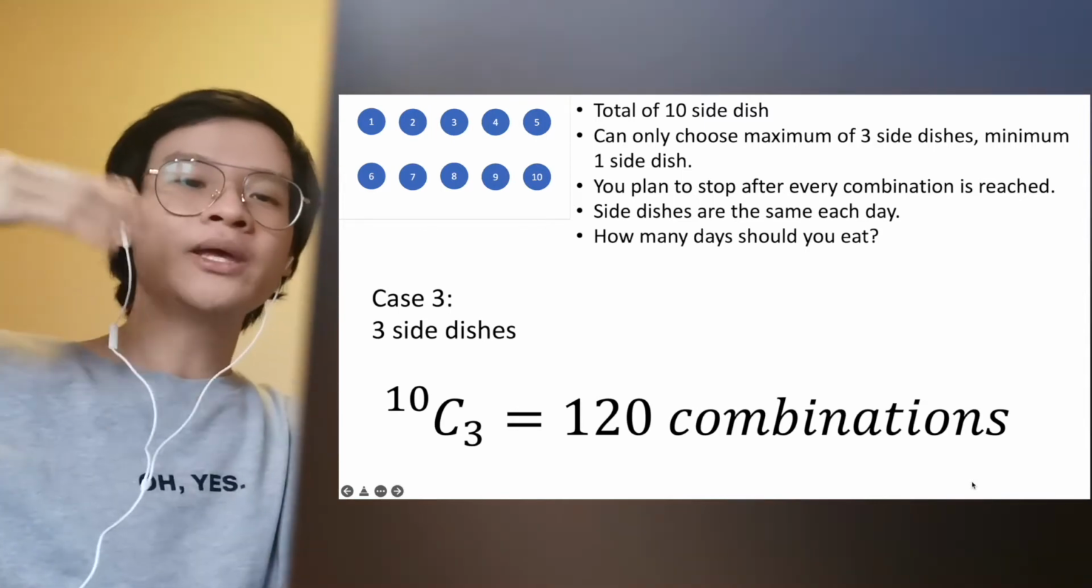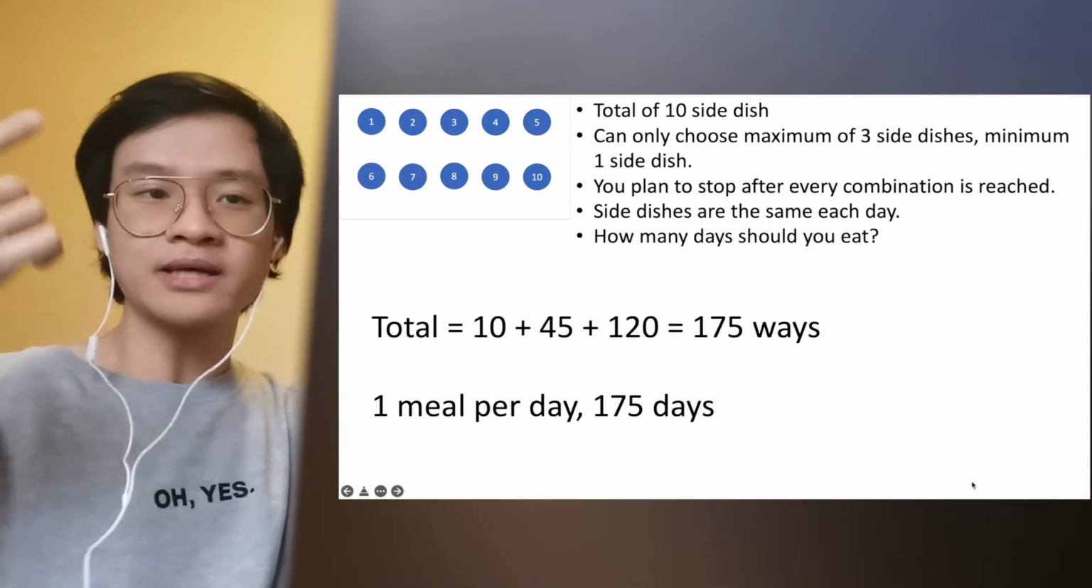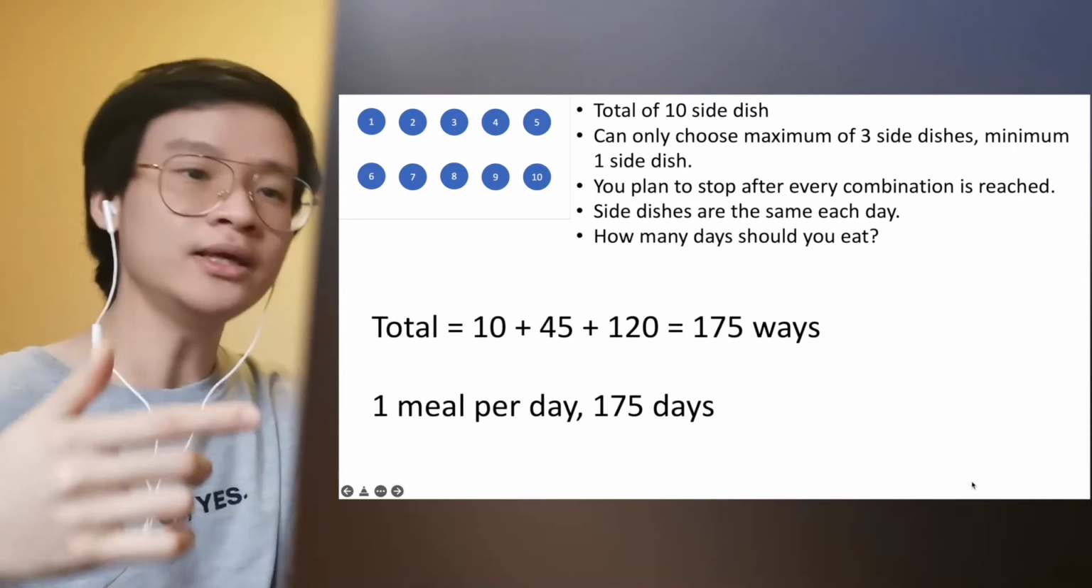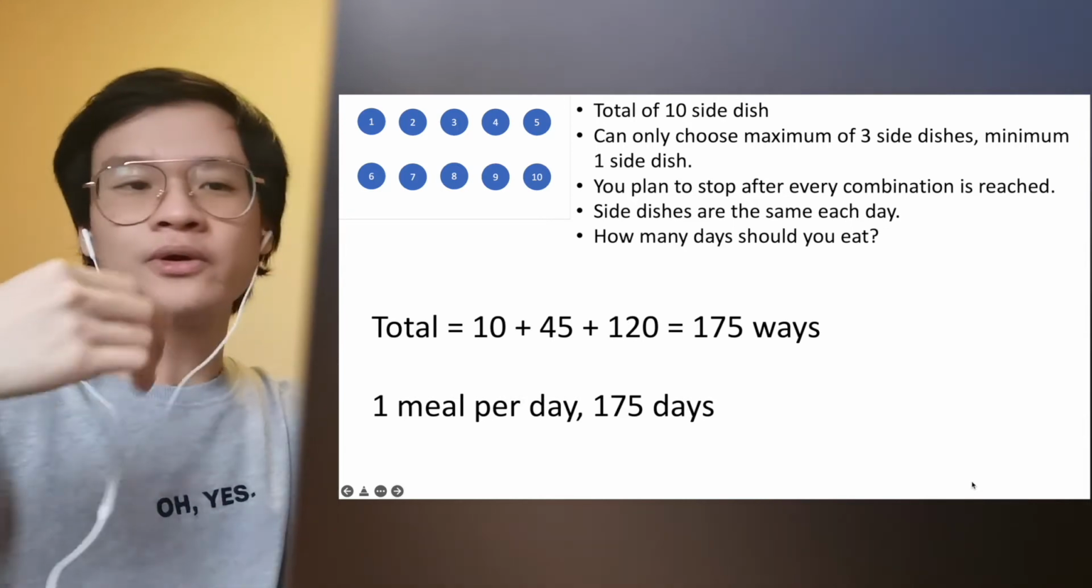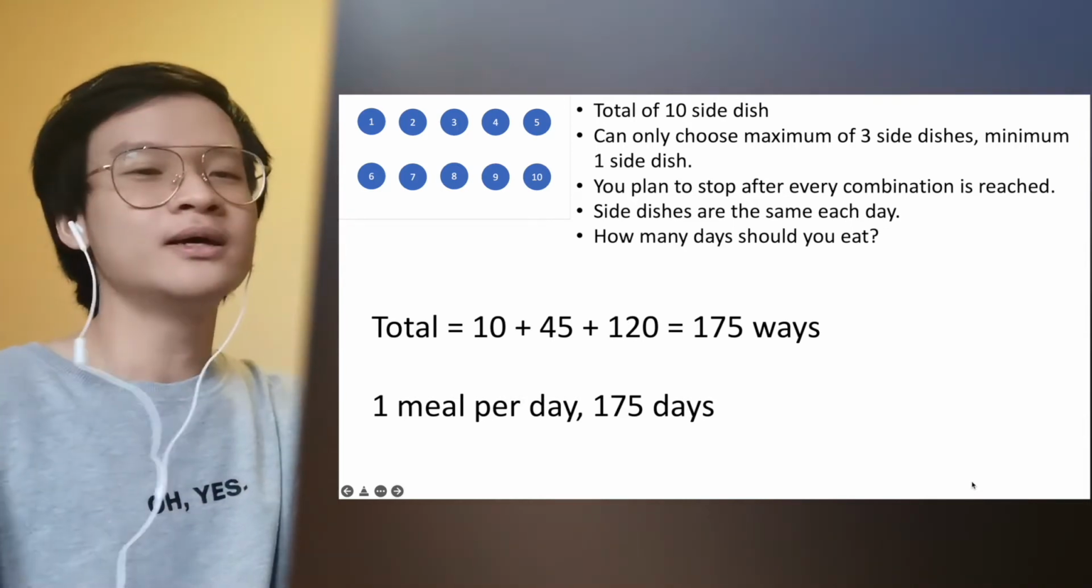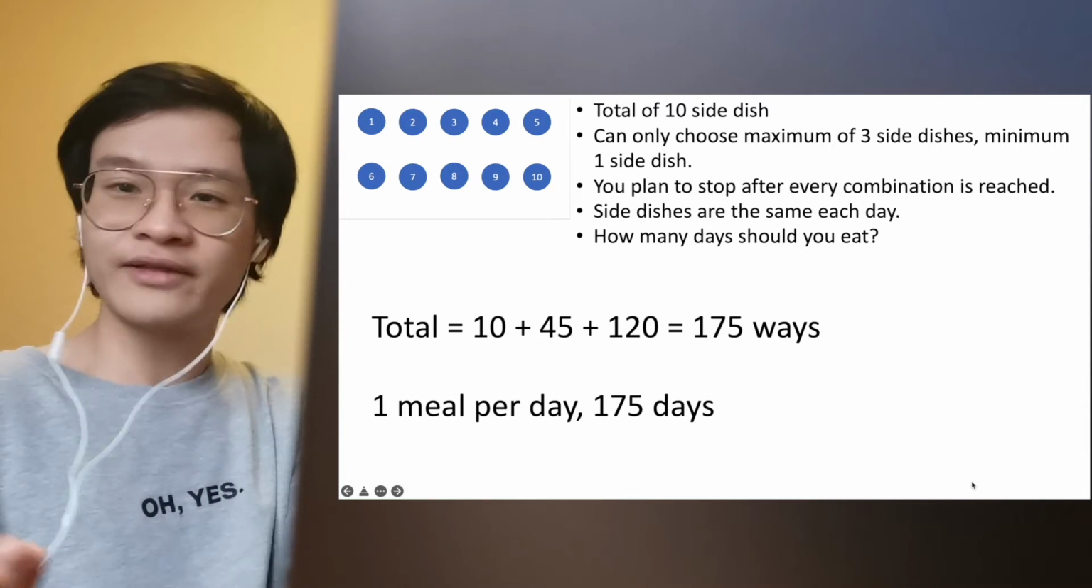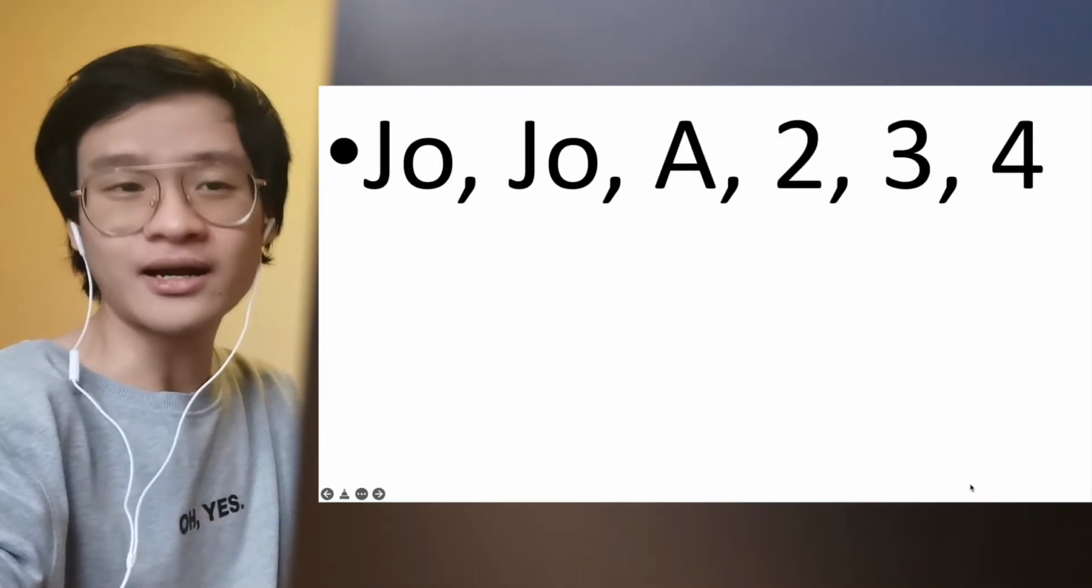So there will be a total of 10 plus 45 plus 120. This gives you 175 ways. So you eat 1 meal per day, this gives you 175 days.